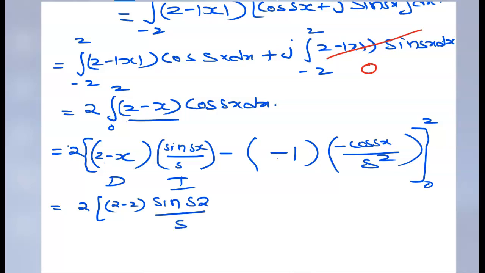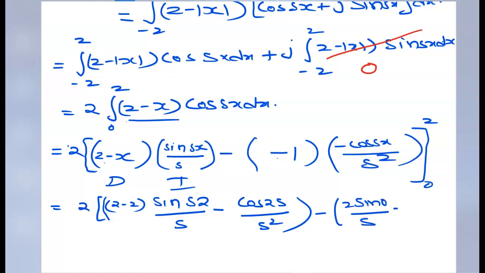Minus, there is a minus sign here. Cos of s2 or 2s, whichever it is, by s square. Okay, this is first for the upper limit. Now the lower limit. What is the lower limit here? 2 minus 0 is 2 sine 0 divided by s, minus cos 0 divided by s square. Wherever x is there, substitute 0.